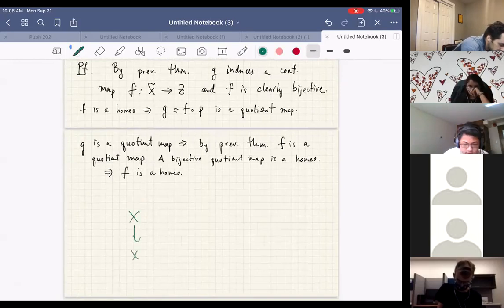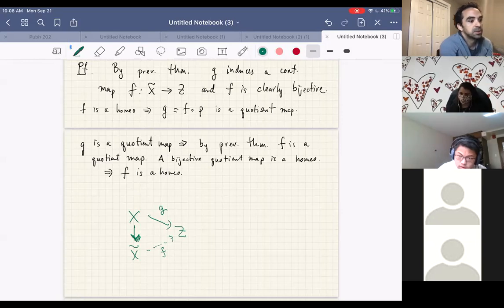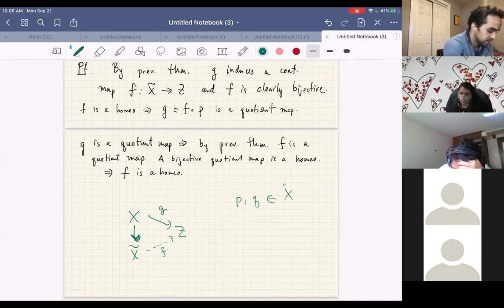We have this picture, right? This is G, and this is the map induced. We usually use dotted lines for the induced map. So I claim that if Z is Hausdorff, then this X tilde is Hausdorff. So how does this follow? Suppose Z is Hausdorff, and now suppose we have two distinct points P and Q inside X tilde.